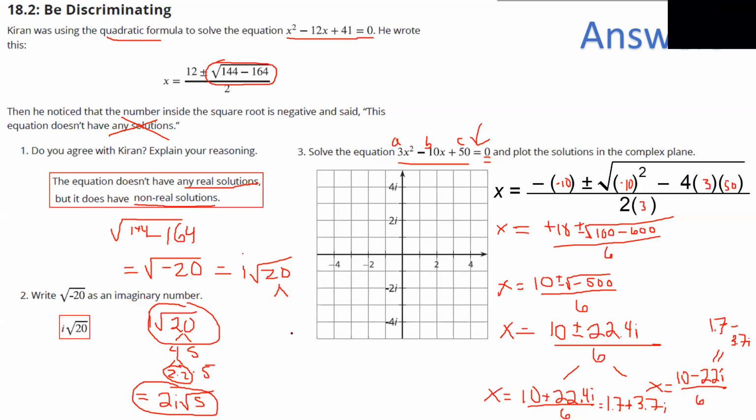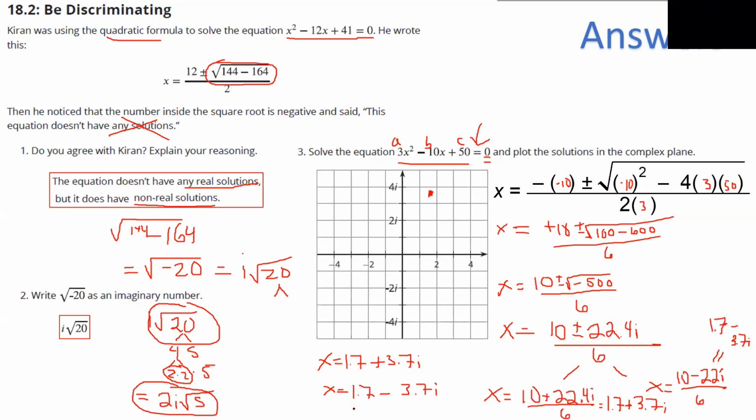So now we have to graph these. So my first solution will be 1.7 plus 3.7i. And my second one is 1.7 minus 3.7i. And we have learned how to graph complex numbers. So 1.7 on the real axis is about right here. 3.7i positive means we're going to go up. So 1, 2, 3.7 will be about right there. So that's our first point.